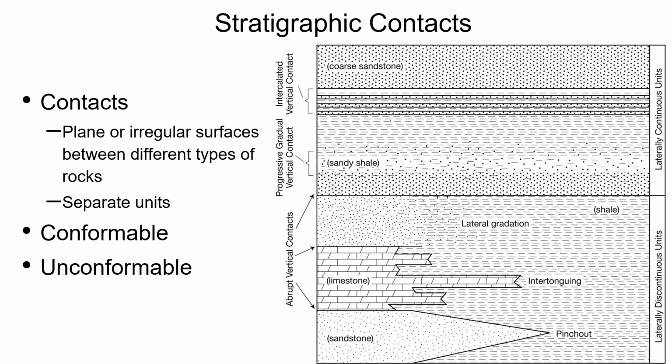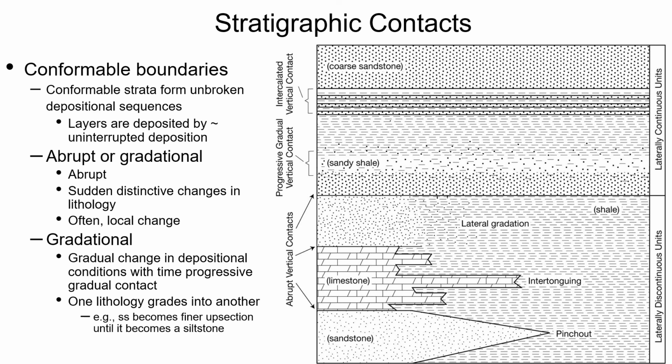You can have separate units, or you can have a gradation within units. So these can be a plane or a regular surface between two different rock types, and it's going to separate them. If they're conformable, you can see the incremental changes from one unit to the next. If they're unconformable, you are missing some portions of it. So notice in our laterally continuous units, we have a more coarse sand that grades into a sandy shale. Our upper portion, they're showing mostly a lot of grading. Our lower portions, where we have abrupt vertical contacts between a sandstone and a limestone, and then another sandstone once again. So this might indicate some unconformities.